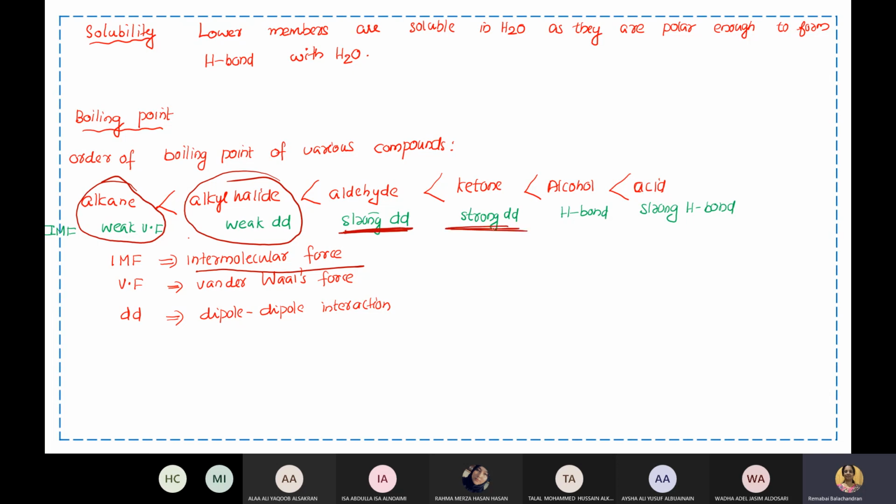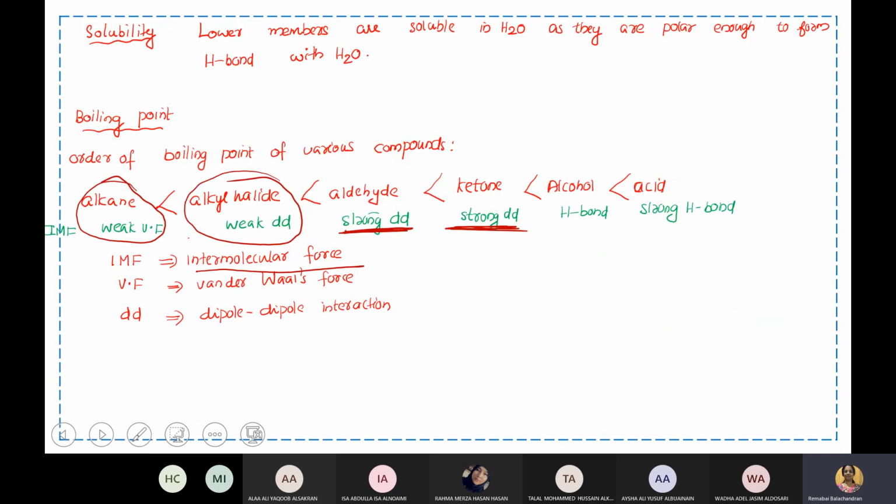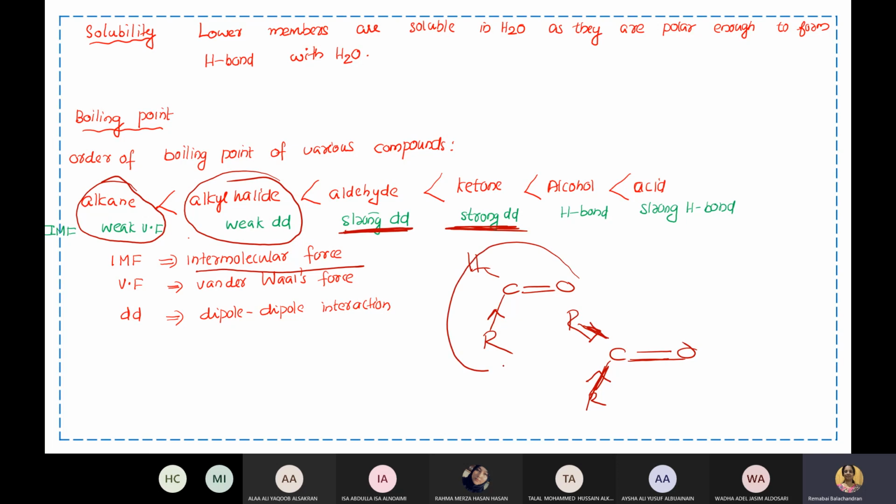In the case of ketones, it's stronger because the difference between aldehydes and ketones is aldehyde has C double bond O, H and R. Ketone is C double bond O, R and R. So this is an electron releasing group, here also an electron releasing group. So this bond is polar, this bond is polar. Whereas in aldehyde there is only one alkyl group, so this is slightly less polar when compared to ketone. So dipole interaction in ketone is stronger than dipole interaction in aldehyde.